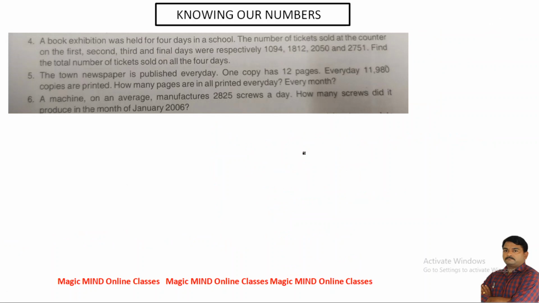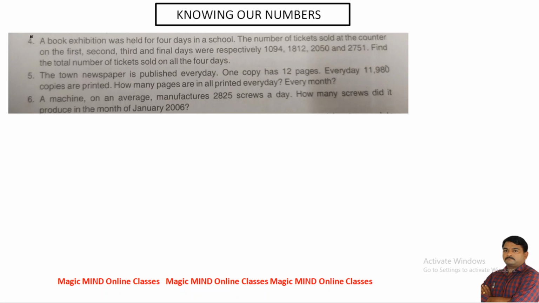Now we will be discussing question number 4. Let's see the fourth question. A book exhibition was held 4 days in a school. The number of tickets sold at the counter on the first day, second day, third day and final day was respectively 1094, 1812, 2050 and 2751. What is the total number of tickets sold on all the 4 days?